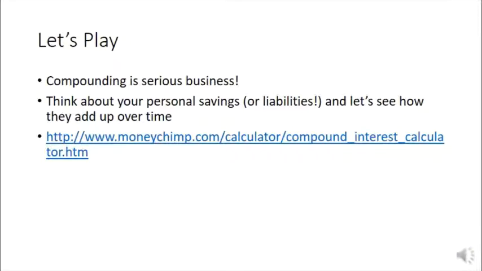So before our next little lecture nugget, why don't you guys take a minute and play around with compound interest on your own? And think about the own money you've saved up or the money you've accrued as debt and see how they're going to add up over time.